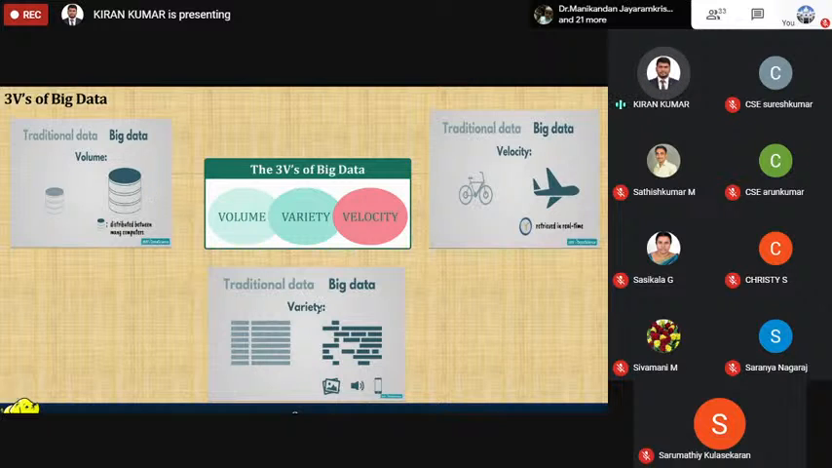And with respect to variety, in the middle of the presentation you can see the traditional database already has the data put in a structured format, which we call rows and columns. But big data has a different type of structure: we have images, audio files, video messages, log files, all the different types of data available in big data.